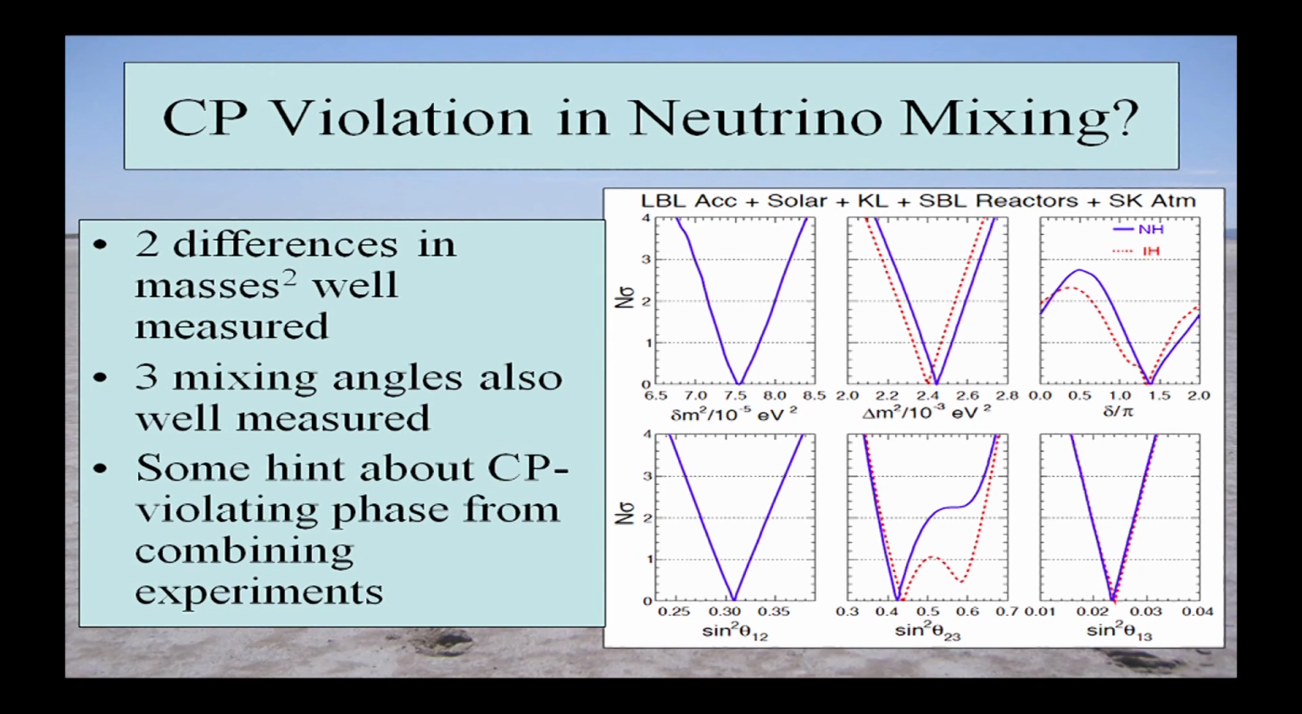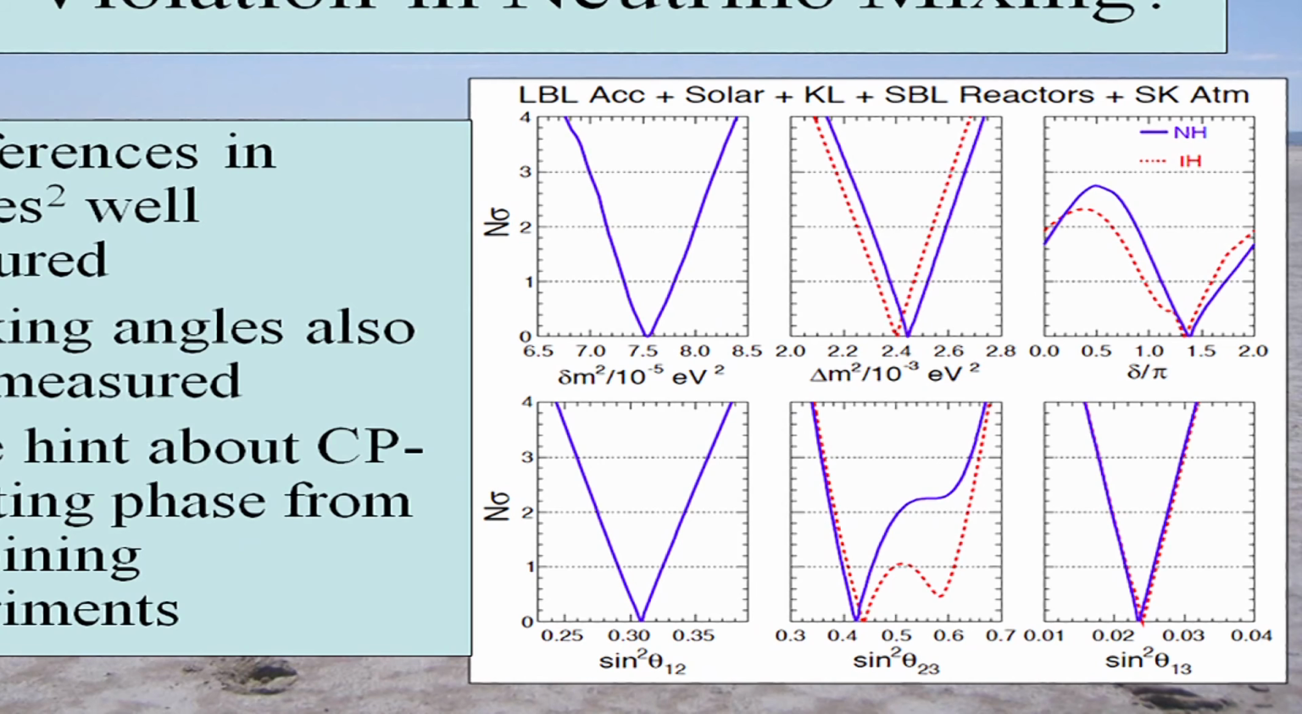So this is the current information, which is taken from a recent article by Gianluigi Fogli and collaborators. Top left, you see one mass squared difference. Top middle, you see another mass squared difference. Along the bottom, you see three mixing angles. And top right, you see this CP violating phase. The vertical axes in each case are the numbers of standard deviations.